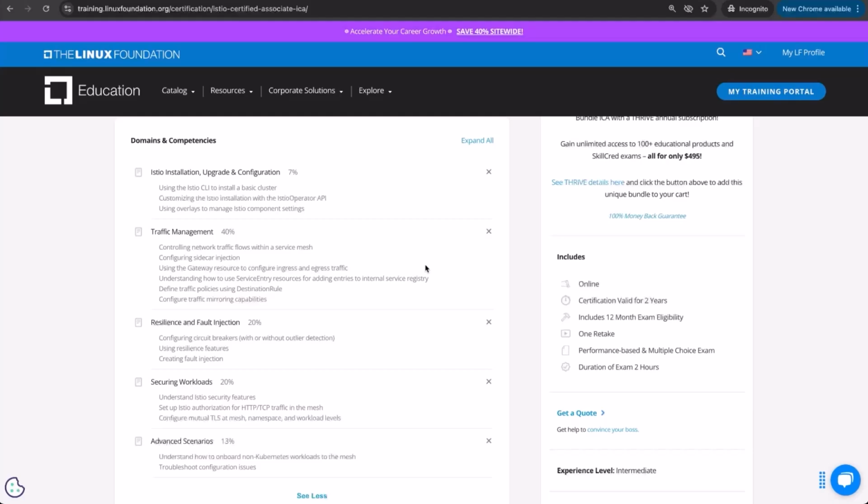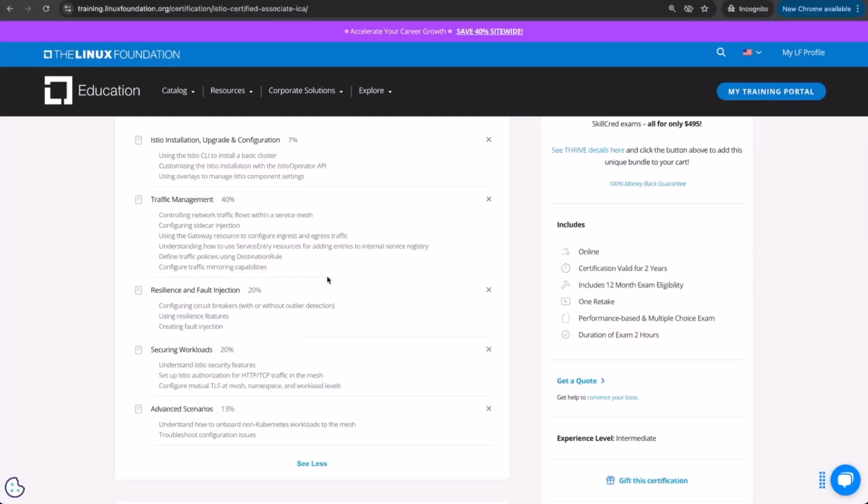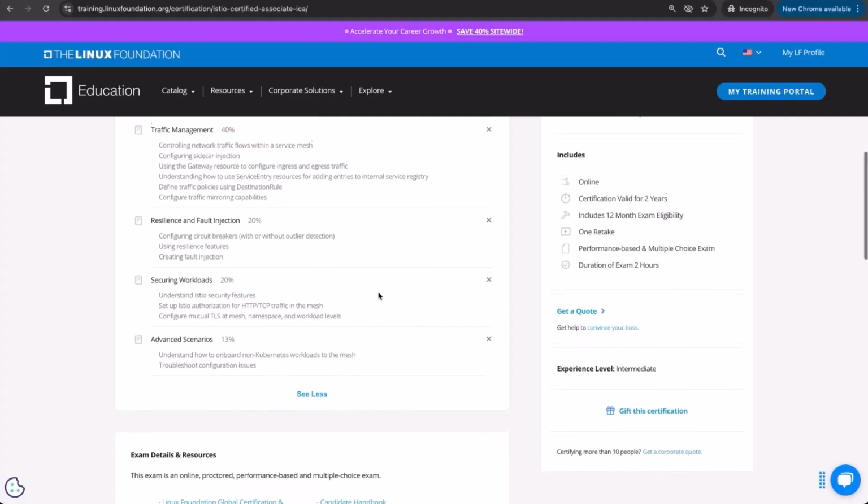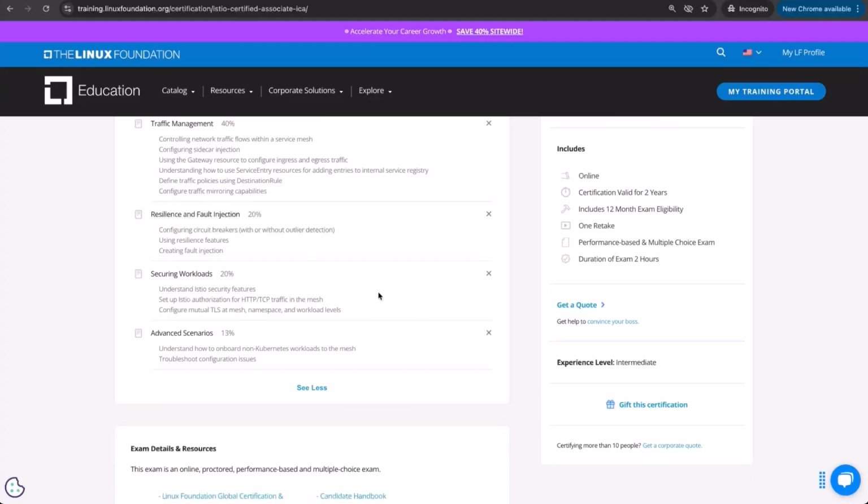In this course, we're going to follow the same structure as these domains. So in the next section, we're going to be installing Istio. Then we're going to move on to traffic management, looking at gateways, destination rules, virtual services, etc. We'll move on to resilience and fault injection, where we're going to be looking at fault injection and circuit breakers, and securing workloads, authorization policies, and mutual TLS, etc. At the advanced scenarios, we're going to be looking at some extras like common problems, best practices, and some tips and tricks to help you pass this certification.